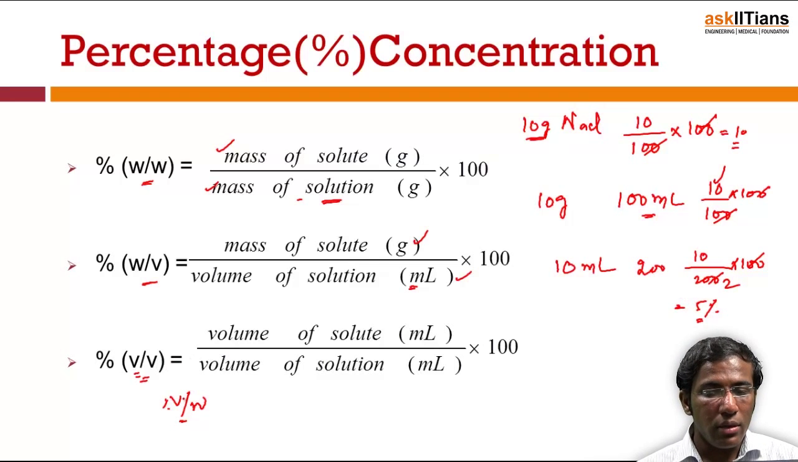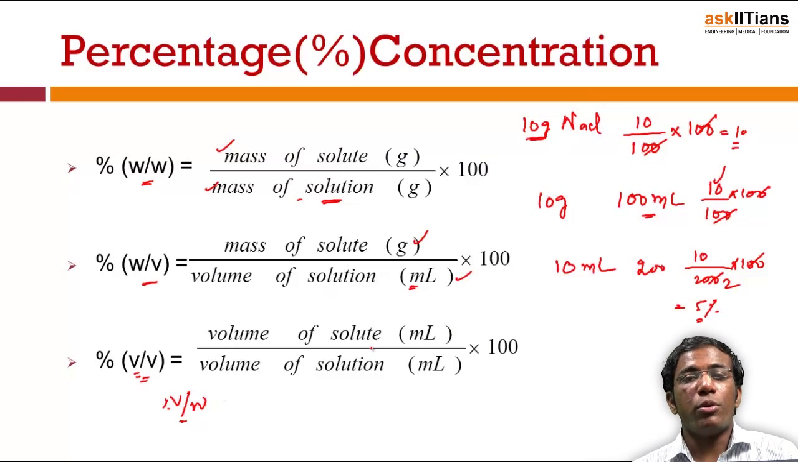And the last one is volume by weight. Volume by weight is the volume of solute divided by the mass of solution; the volume you will take in milliliters and the mass in grams. In this way the percentage concentration can be expressed in 4 ways.